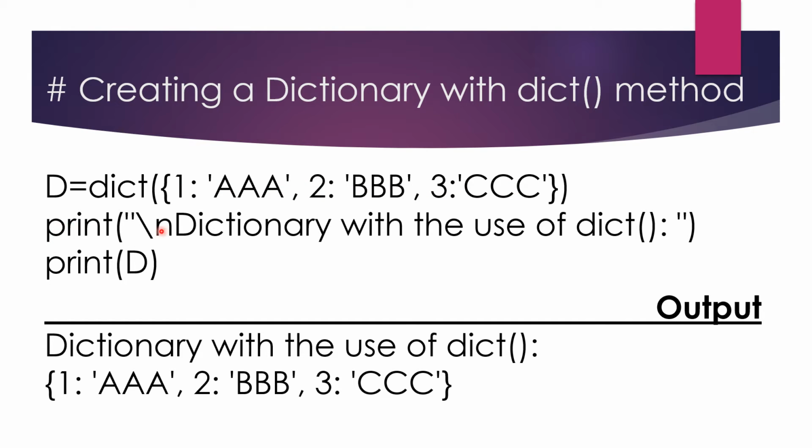Now it is written print, dictionary with the use of the dict. So whatever is written inside this will be printed first. In the output, as you can see, dictionary with the use of the dict. Okay, now it is written print d. So whatever is written inside this dict method, inside this bracket, will be printed in the output. As you can see, this is the method by which we can create a dictionary and store it in a variable.